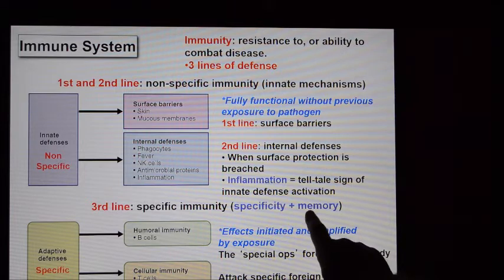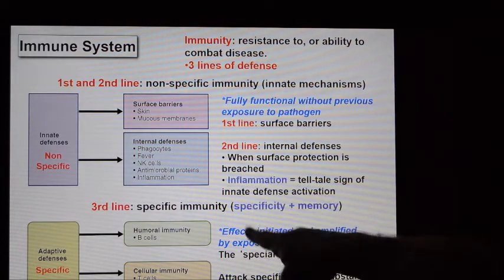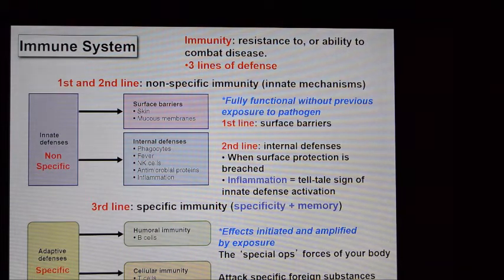And they have memory. So if you're ever affected by that same pathogen again, well, guess what? This system will keep you from ever getting sick. Now, what does this sound like? Think about getting a vaccination.